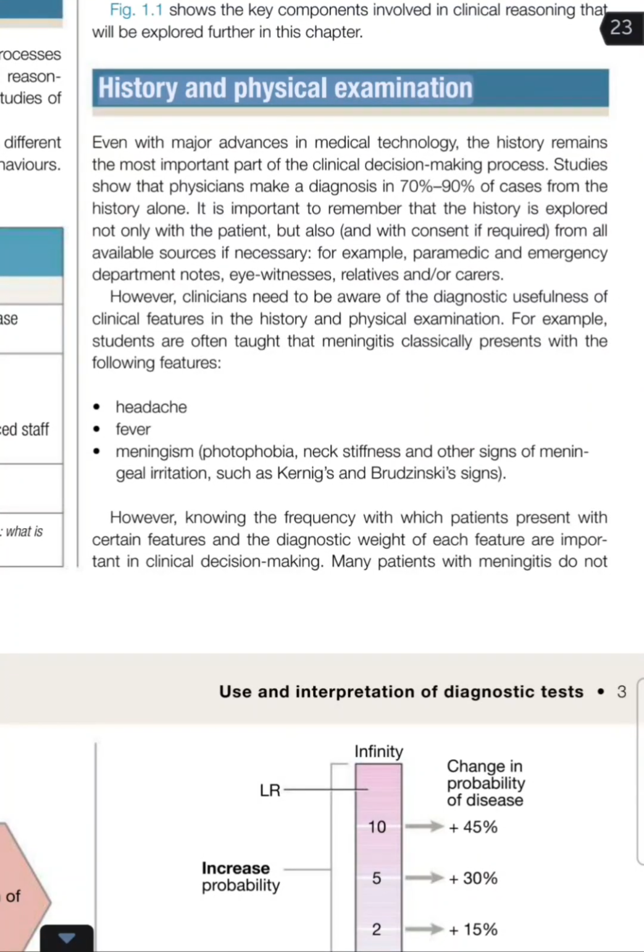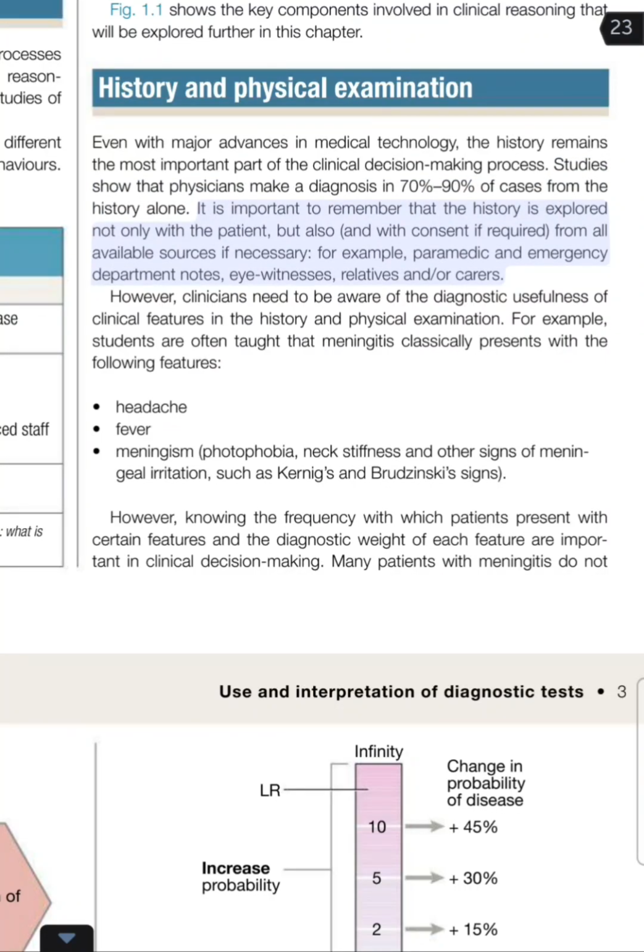History and physical examination. Even with major advances in medical technology, the history remains the most important part of the clinical decision-making process. Studies show that physicians make a diagnosis in 70%–90% of cases from the history alone.